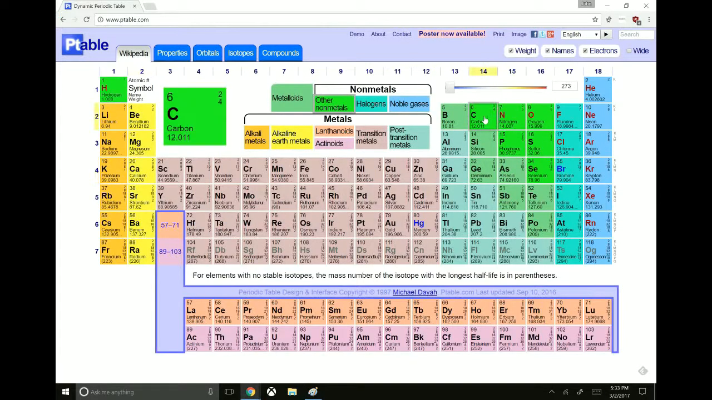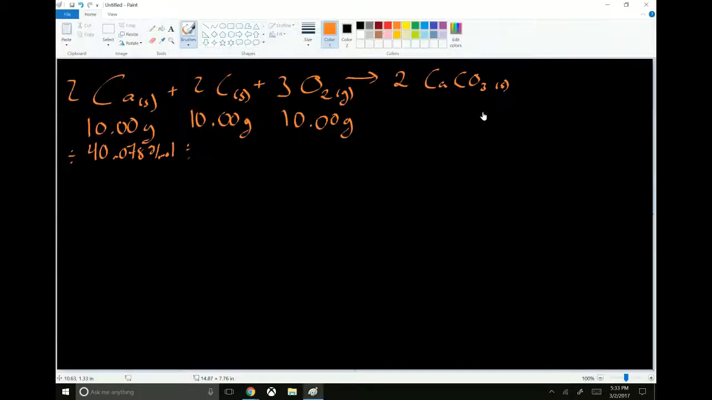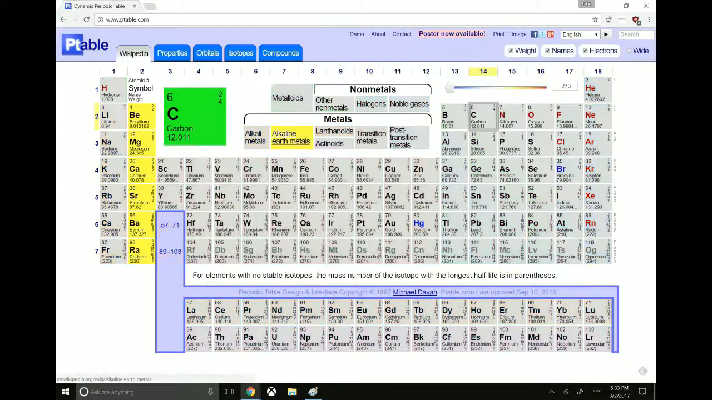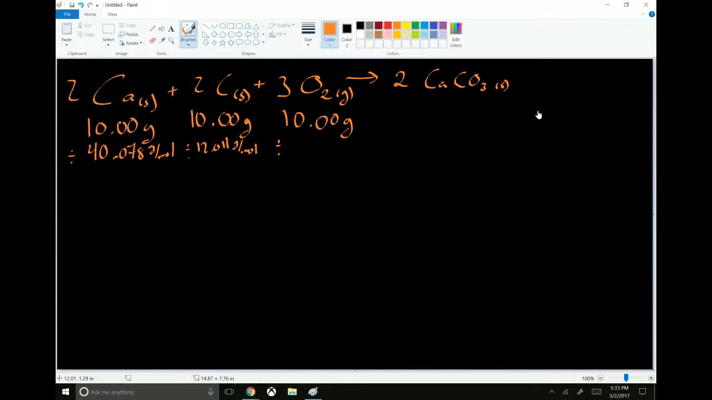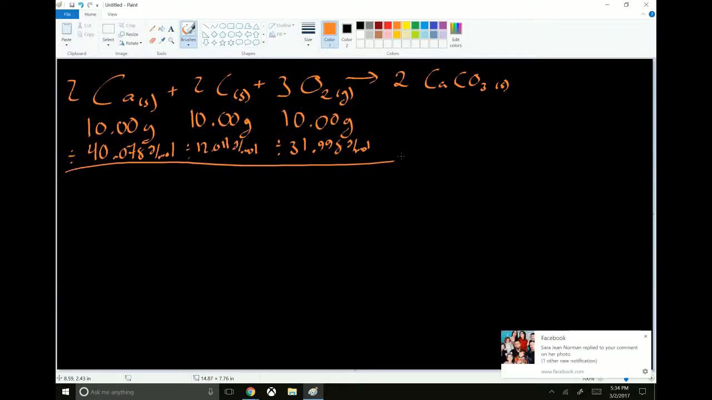Carbon has a molar mass of 12.011. And oxygen has a molar mass of twice that, or 31.998. And then you convert those to moles, and what do you get? The moles of calcium is 0.2495 moles, and you have 0.8326 moles of carbon and 0.3125 moles of oxygen.